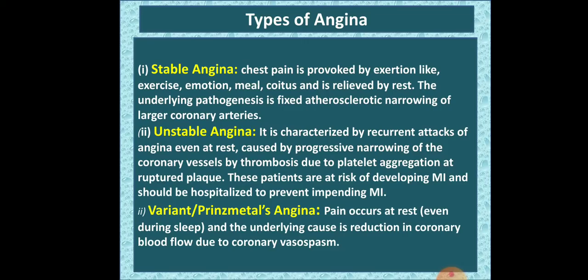Now the question arises: why is the increased oxygen demand not fulfilled? The reason is that in the coronary vessels there is a deposition of atheromatous plaque, and because of this plaque the coronary vessel is narrowed down. It is not completely obliterated, but it is narrowed down, and that's why some amount of blood supply is there. And that blood supply is sufficient for the routine demand.